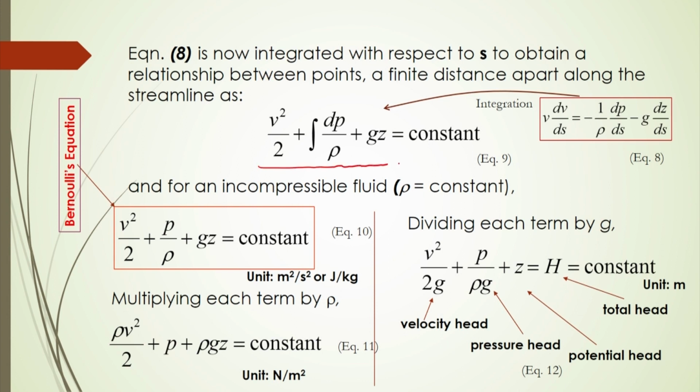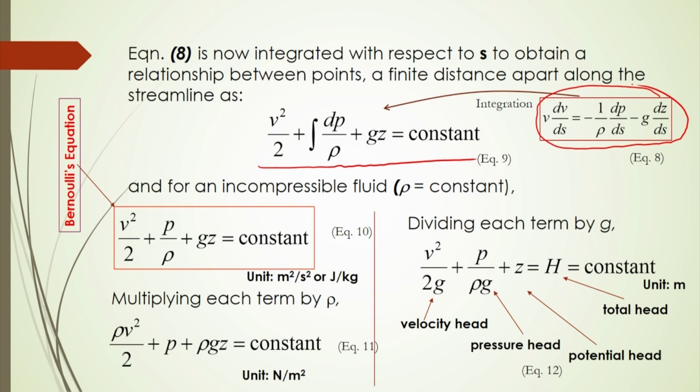Again, if we go to equation number 8 and integrate it with respect to the distance of the fluid element, to obtain a relationship between points a finite distance apart along the streamline, we get V square by 2 plus the integration of dP by rho plus gz equal to a constant. So, this is your equation number 9.